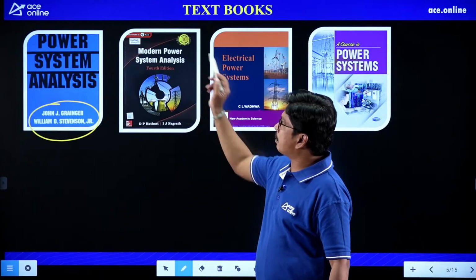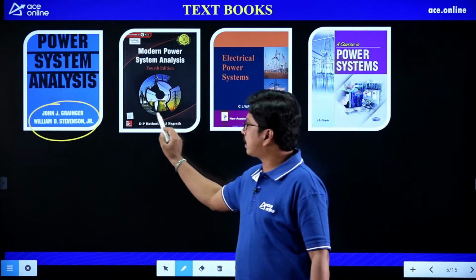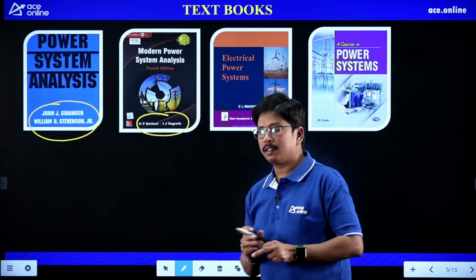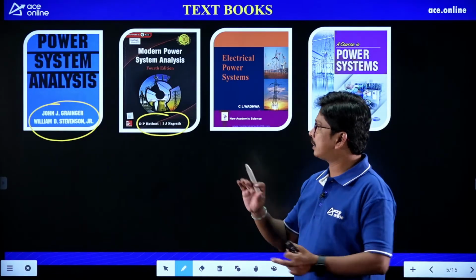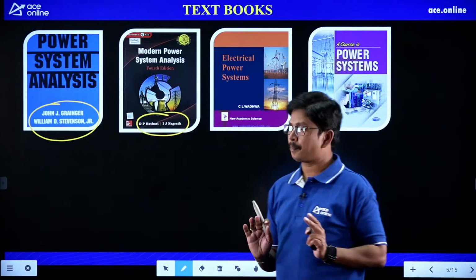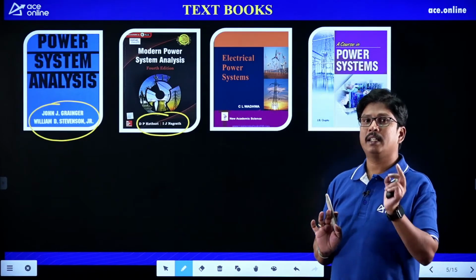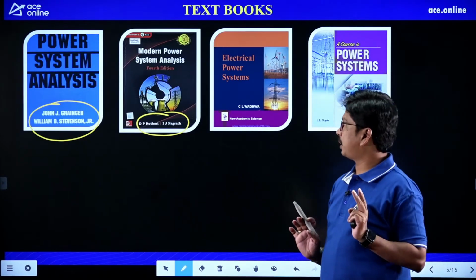And similarly, we have Modern Power System Analysis also as a textbook. It is also a similar textbook to Stevens and Grainger. So we cannot say which is the best book. We can take any one, right? D.P. Kothari and I.J. Nagrath, Modern Power System Analysis by D.P. Kothari and I.J. Nagrath, students.